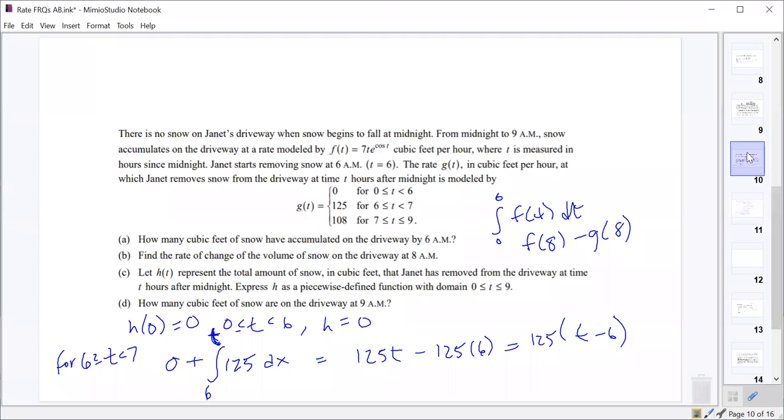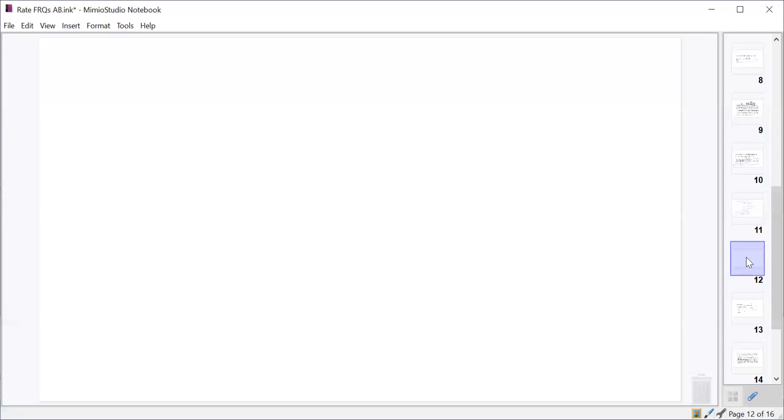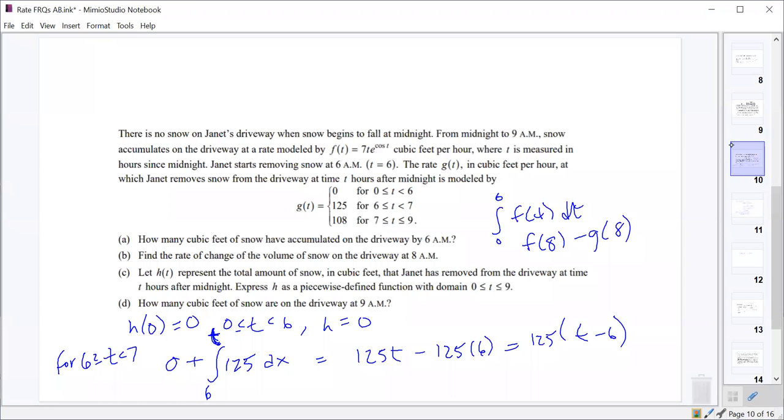So part D said how many cubic feet of snow are on the driveway at 9 a.m. So that ought to be the amount that accumulates, which should just be the integral from 0 to 9 of f of t dt minus our value for h of 9, which is how much she removed. Sorry, f of t is the rate at which it is accumulating. And h of 9 for us is how much she has removed by 9 hours.